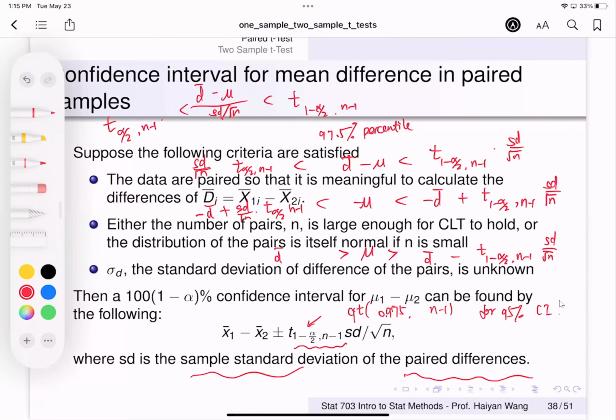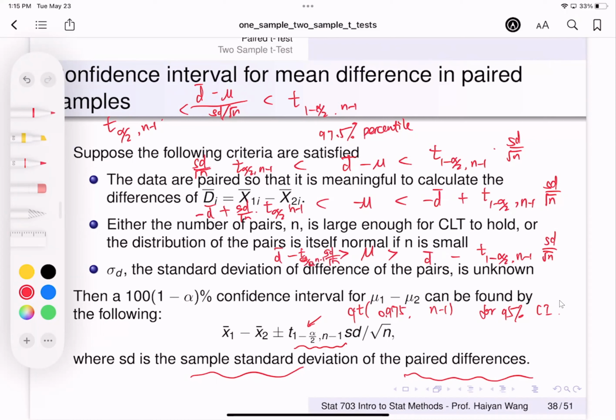And minus, here is t alpha over 2, and the n-1 degrees of freedom, and SD over square root of n. So as you see, the interval's lower bound and upper bound would always be written as d bar minus these t percentiles times SD over square root of n.